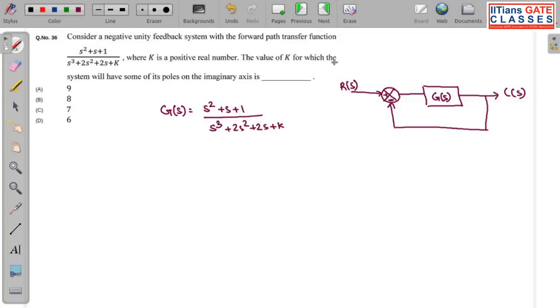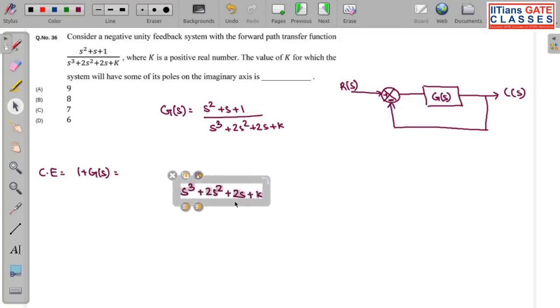They ask for the value of K for which the system will have some of its poles on the imaginary axis. So they want you to find for what value of K this closed loop system will have some pole on the imaginary axis. First we find the characteristic equation, which is 1 plus GH, which if I solve is S cube plus 2S square plus 2S plus K.